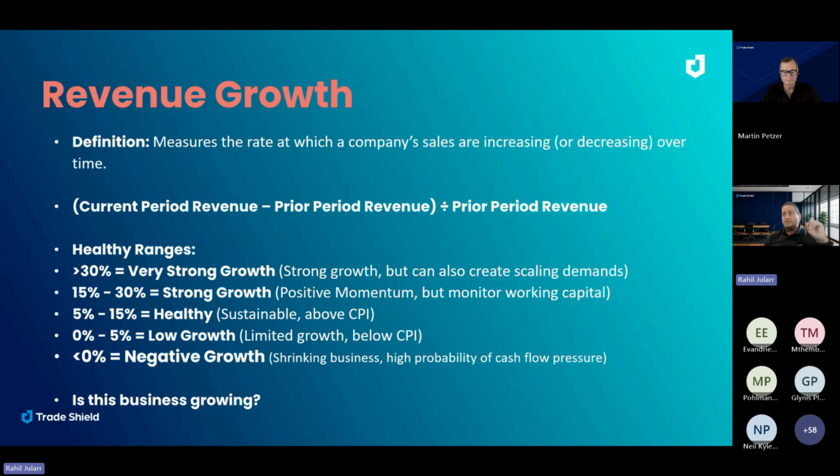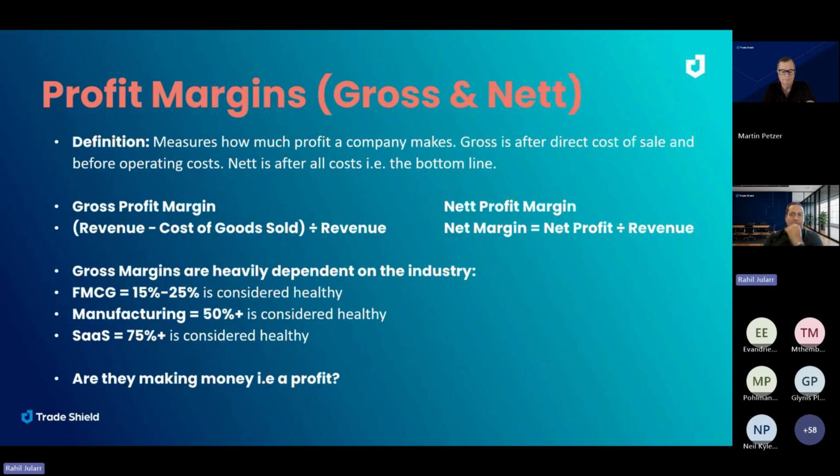Which leads to the next point: you can grow your top line revenue, and we see this very often, but you could make less money, less profit. This is where your revenue growth coupled with your profit margins, both your gross and your net profit margins, comes in, and this speaks to how much profit a company makes. Now, a very common question that we get is, what's the difference between your gross profit margin and your net profit margin? Well, your gross profit margin is after your direct cost of sales.